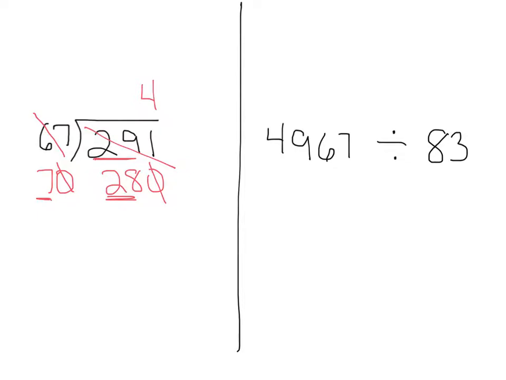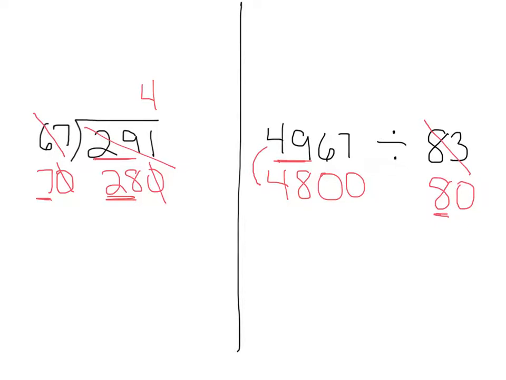Now let's try it on the right. Now what do we do first? We have to round the divisor first. So I need to change this 83 to an 80. Now over here I have 4,967. I need to think of a number that's close to 49 that 8 will divide into. 48. So I'm going to change this to 4,800.